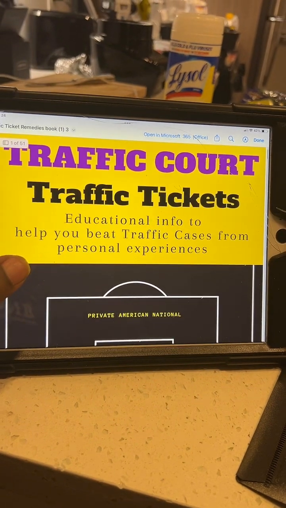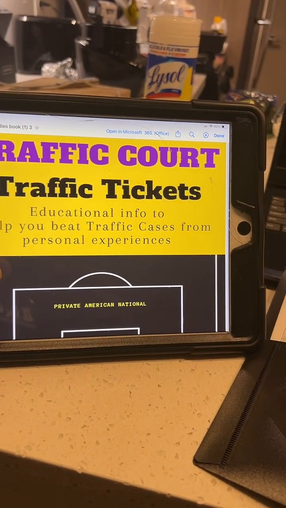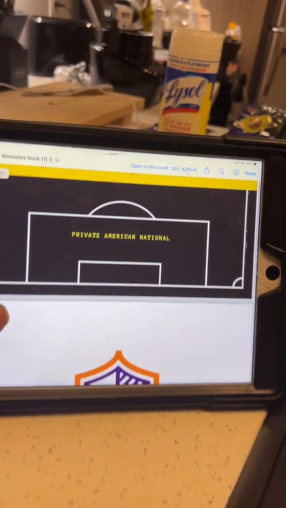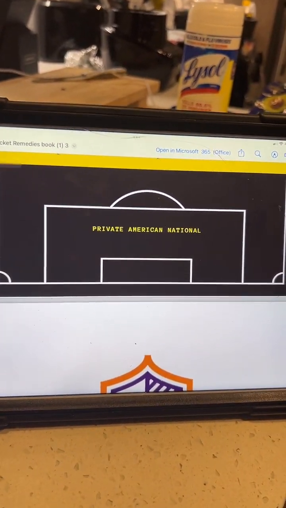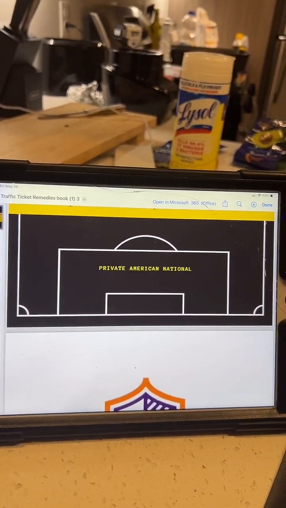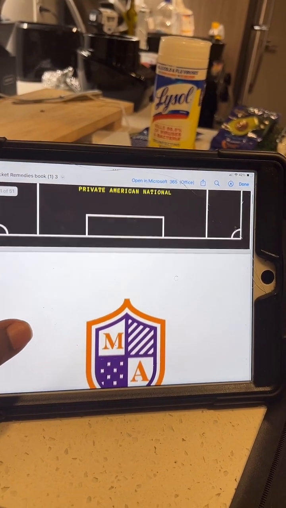This is a traffic court, traffic tickets, educational info to help you beat traffic cases from personal experiences. So, as a private American national, notice it says that. It doesn't say sovereign citizen or U.S. national. It says private American national.